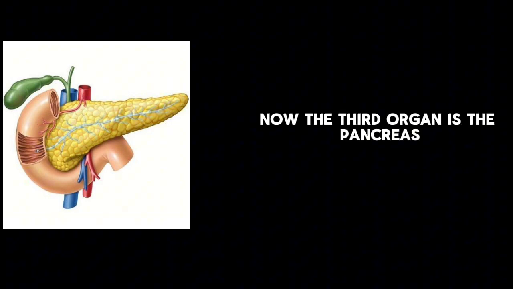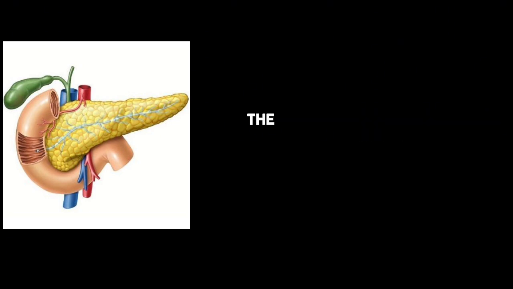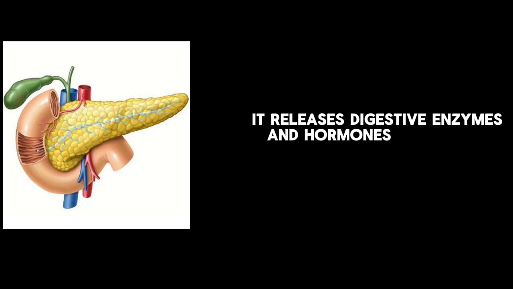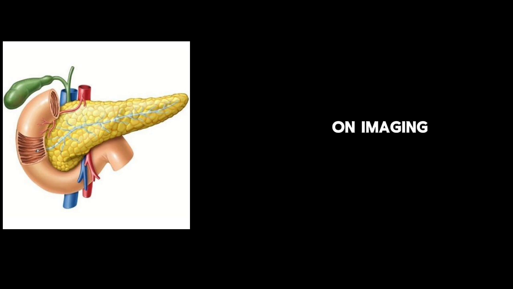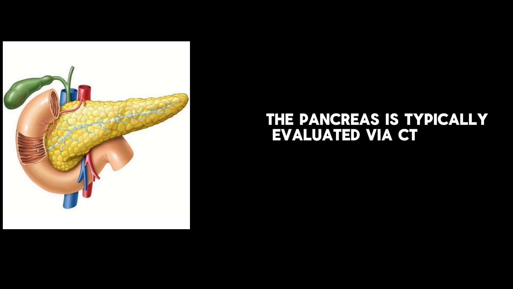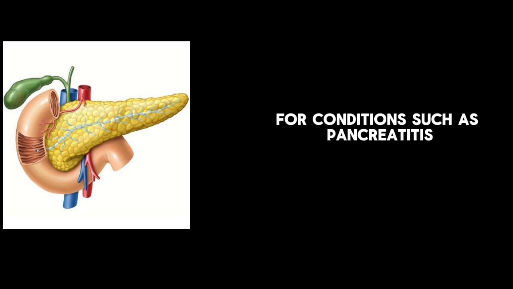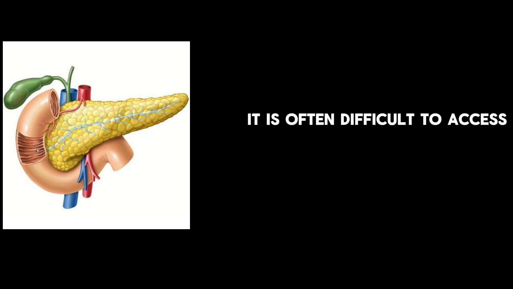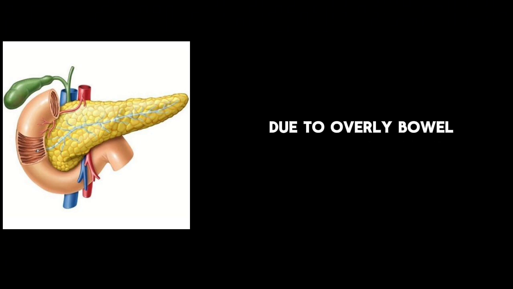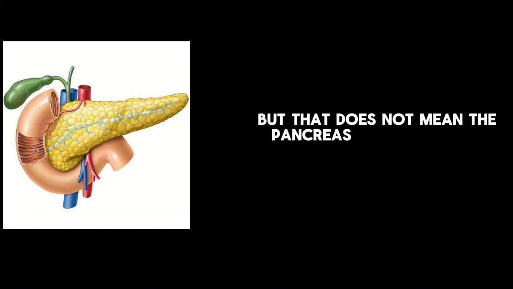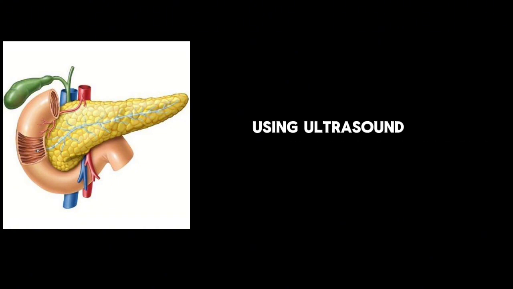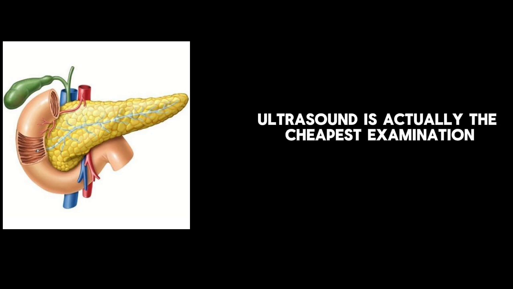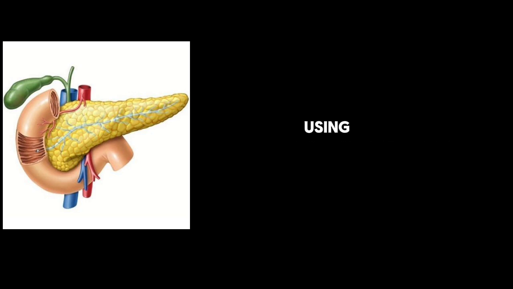Now the third organ is the pancreas. The pancreas lies posteriorly to the stomach and has both exocrine and endocrine functions. It releases digestive enzymes and hormones like insulin. On imaging, the pancreas is typically evaluated via CT and MRI for conditions such as pancreatitis, pancreatic cancer, and cysts. It is often difficult to assess via ultrasound due to overlying bowel gas. But that does not mean the pancreas is not assessed using ultrasound. By the way, ultrasound is actually the cheapest examination, and the pancreas can sometimes be assessed using ultrasound.